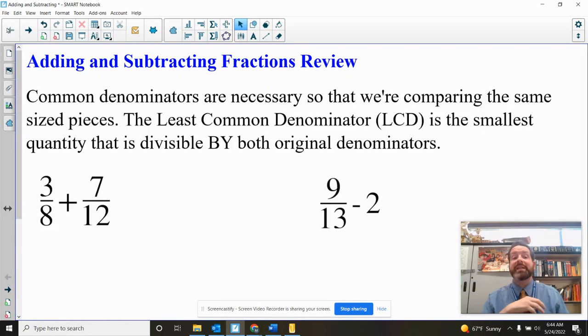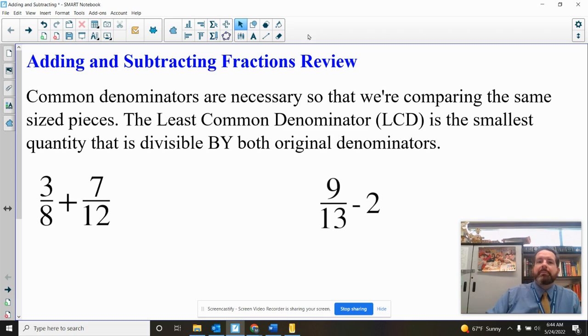Okay, we need to make sure that we're comfortable adding and subtracting fractions in general before we start moving into our rational expressions, which tend to have variables and things involved. So here we go. When we're adding and subtracting, this is where you do need to have those common denominators. And it's for this very simple reason.